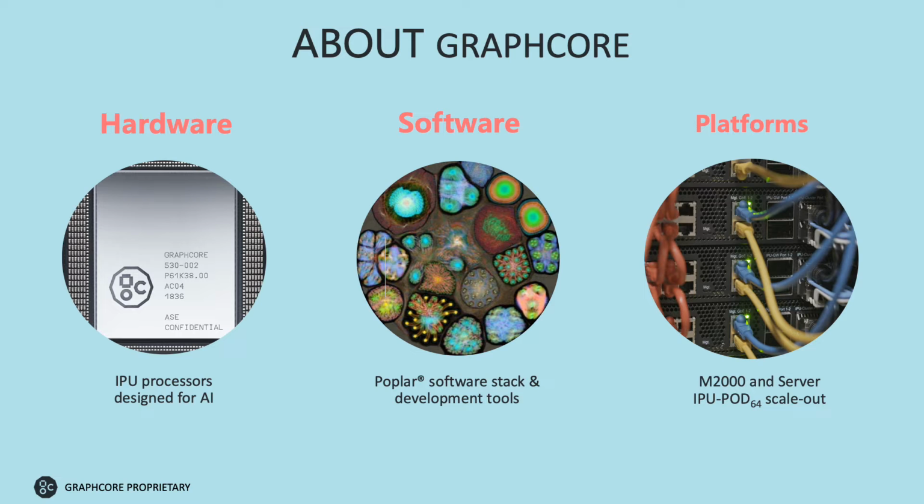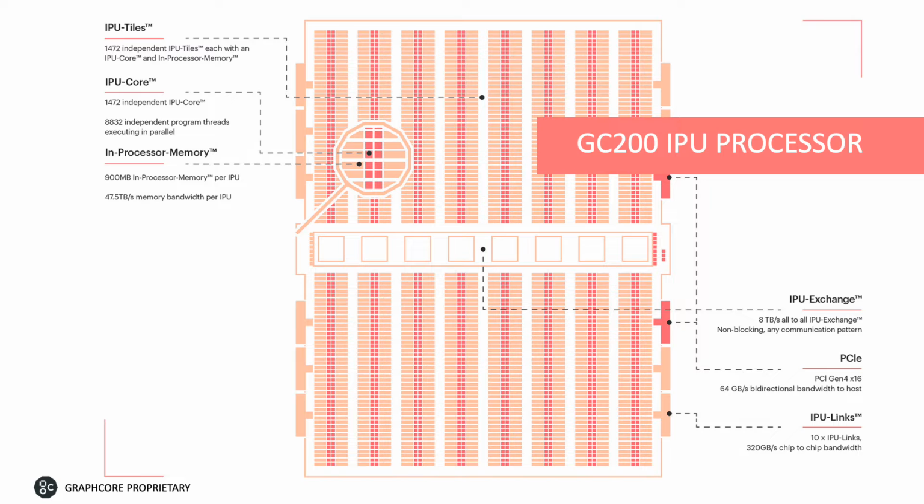First of all, let me introduce my company, GraphCore. Put simply, GraphCore develops AI processors specifically designed for AI and machine learning workloads, called IPU. We provide hardware, software, and platforms as part of a complete solution to enable innovators to solve current and future machine learning problems. We have announced our second generation IPU processor, the GC200.